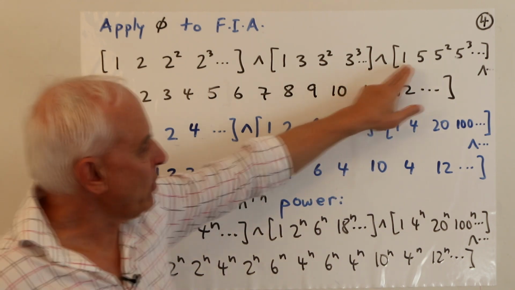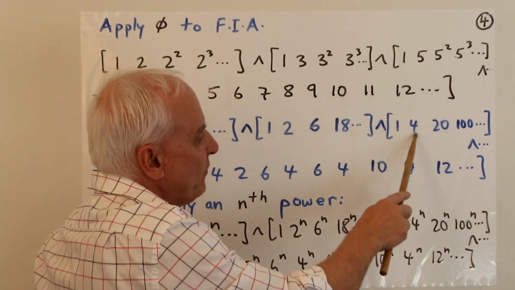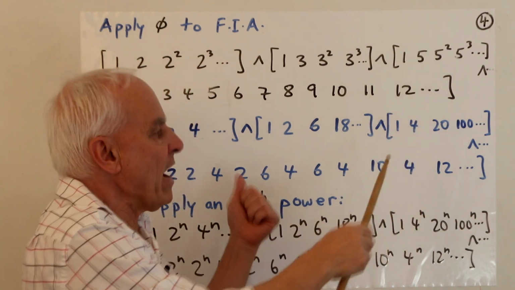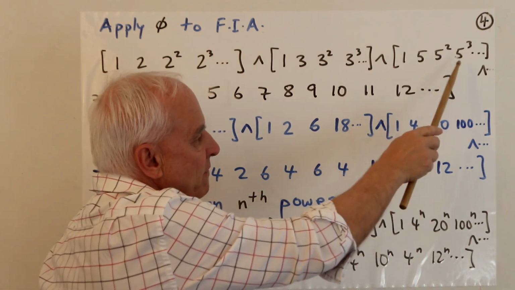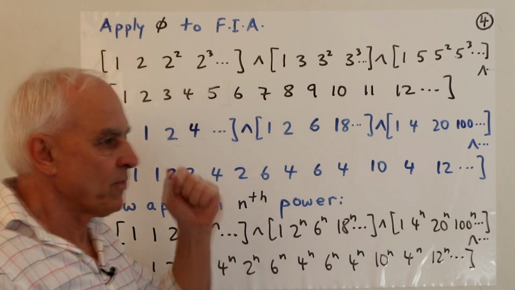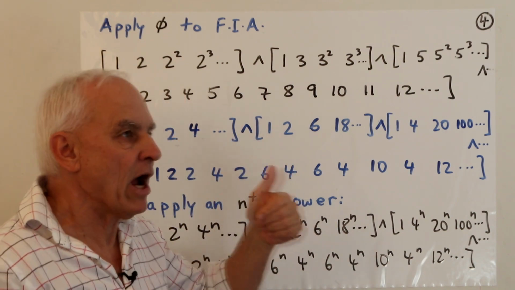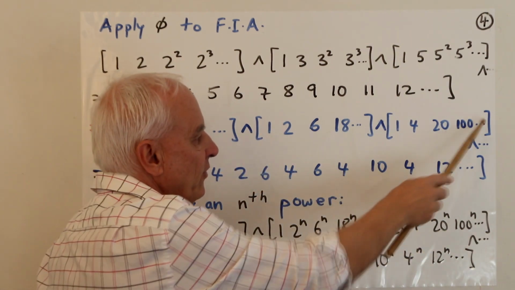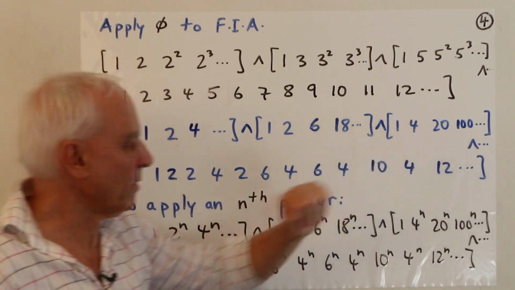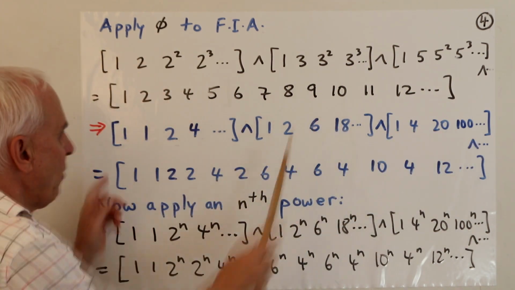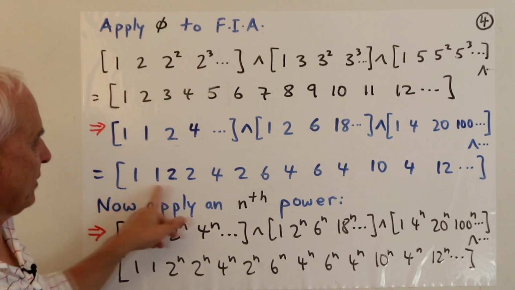And the next one, 5. Phi of 5 is 4. Phi of 5 squared will be 5 times 4, which is 20. 5 cubed, its phi is 5 squared times 4, so that's 100, and so on. And you keep on going. Okay? And on the right-hand side, well, the phi of all of these things is this thing here.